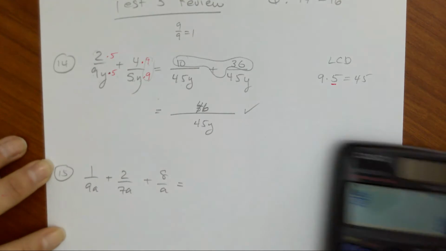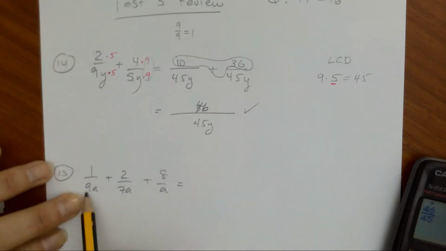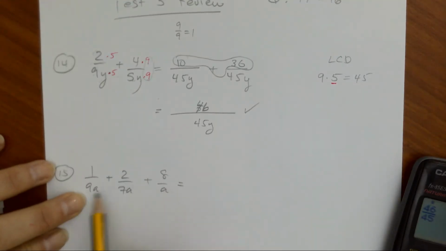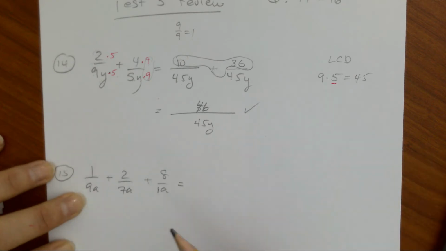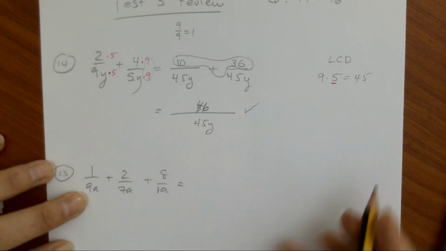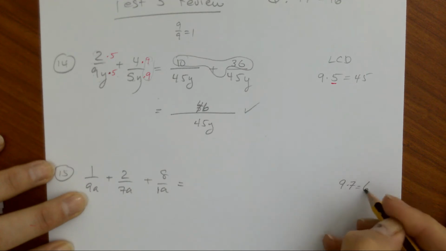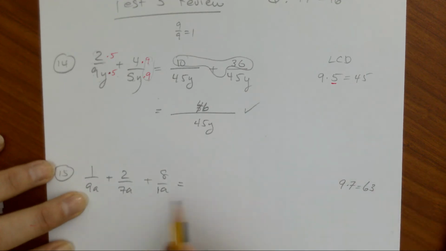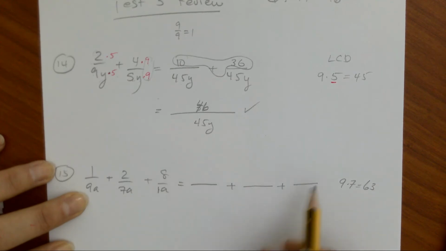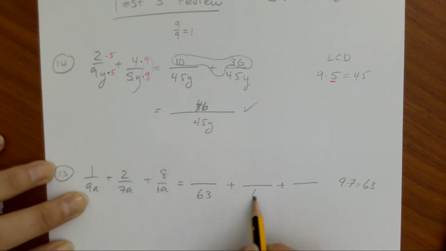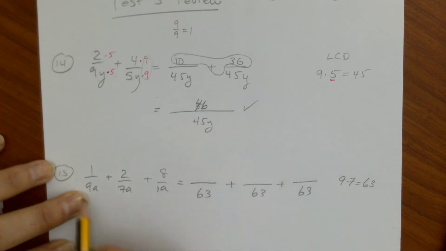Okay, so I have to add these. They all have a's in the denominator, but the numbers are different. That's really a 1 in front of there. So what I'm going to do is multiply my 9 and 7 together to get 63, and I'll make my new denominator 63, and they all have an a, so I keep the a.